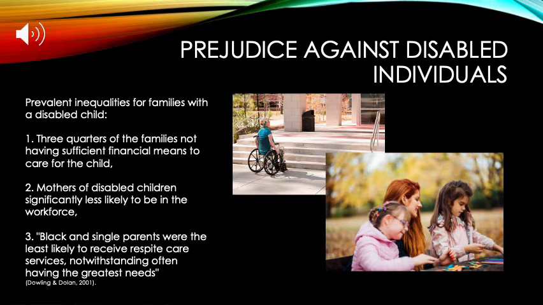Between 1985 and 1988, the Office of Population Censuses and Surveys, located across the United Kingdom, provided the most reliable results. The surveys recorded the prevalent inequalities for families with a disabled child, including 3/4 of the families not having sufficient financial means to care for the child, mothers of disabled children significantly less likely to be in the workforce, and Black single parents were the least likely to receive respite care services, notwithstanding often having the greatest needs. These account for the real inequalities families with a disabled child face.